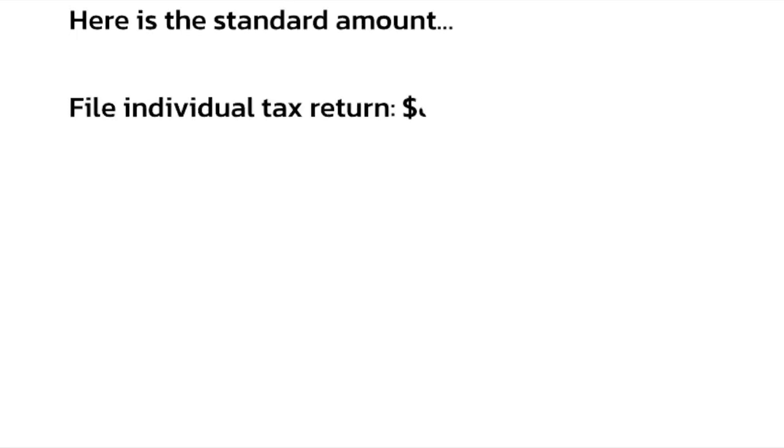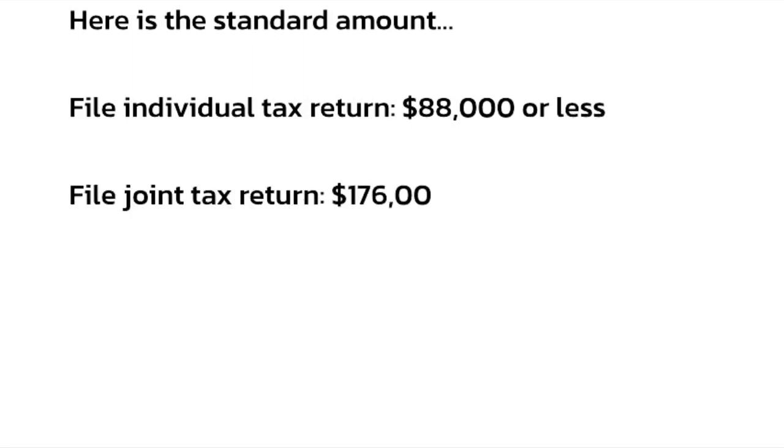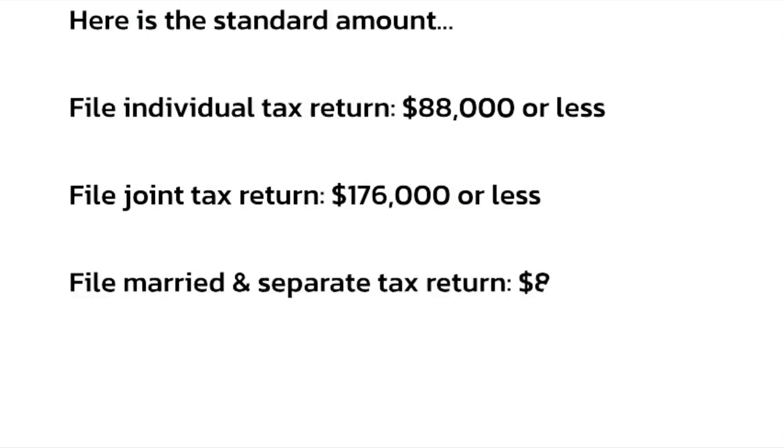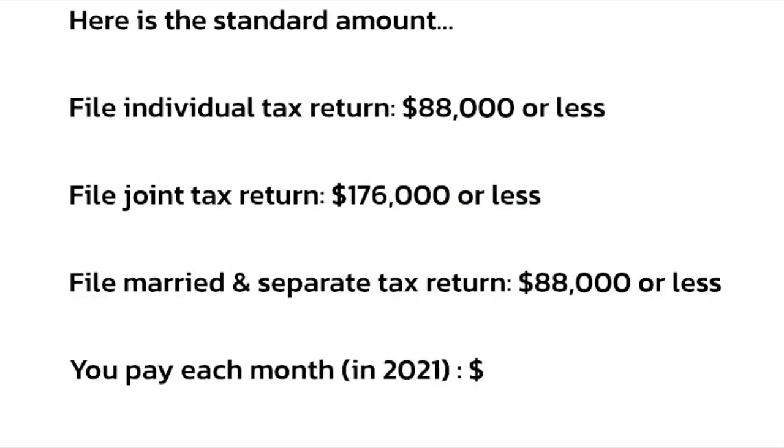Here is the standard amount that you will pay. If you filed an individual tax return of $88,000 or less, if you filed a joint tax return of $176,000 or less, if you filed married but separate tax return for $88,000 or less, you will pay each month in 2021 $148.50.